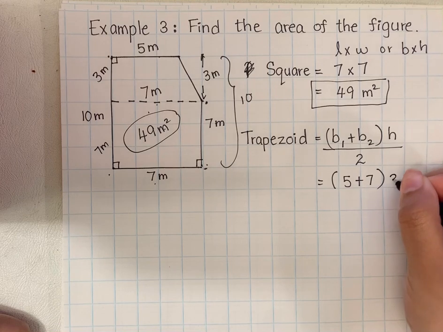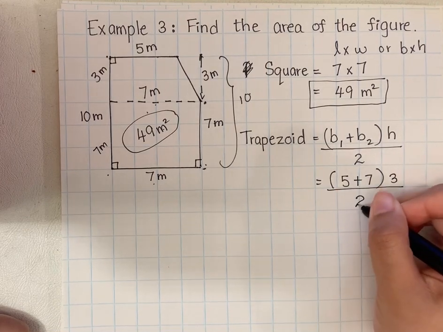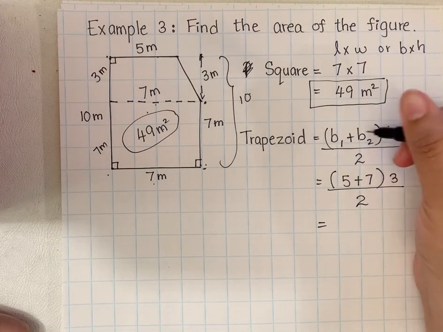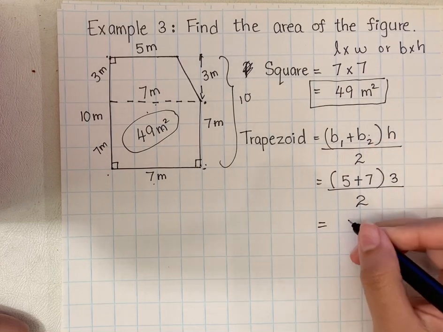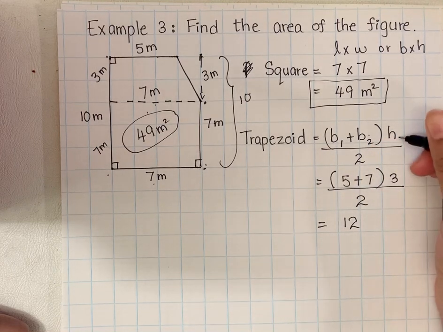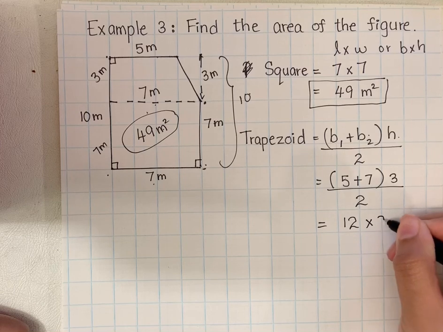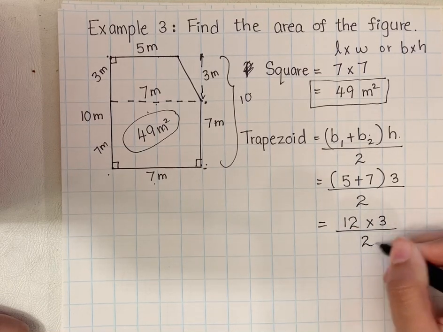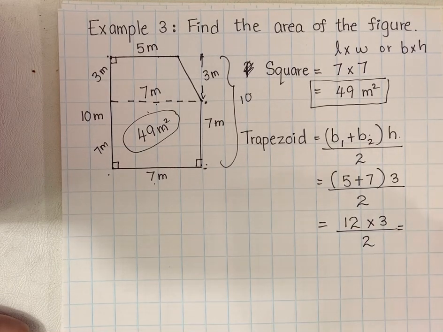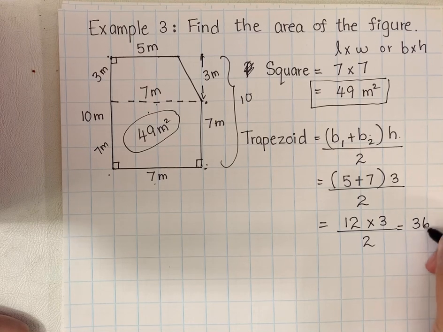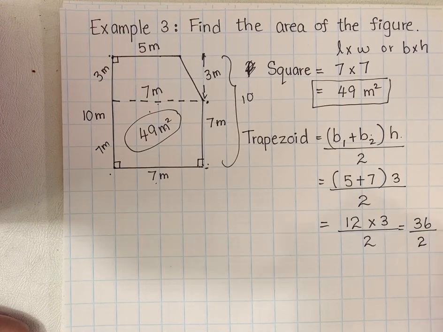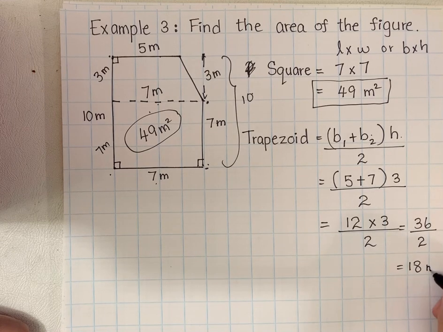So 3 is my height, and I have to divide by 2. My formula is base 1 plus base 2. 5 plus 7 is 12. Times that by the height, which is the second step, and finally divide by 2. 12 times 3 gives me 36. 36 divided by 2 is 18, and it is 18 square meters.